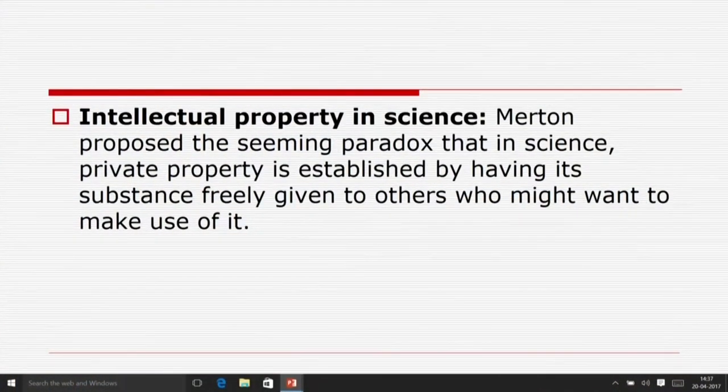We'll discuss that. Further, intellectual property in science, as Merton proposed, involves the seeming paradox that in science private property is established by having its substance freely given to others who might want to make use of it.